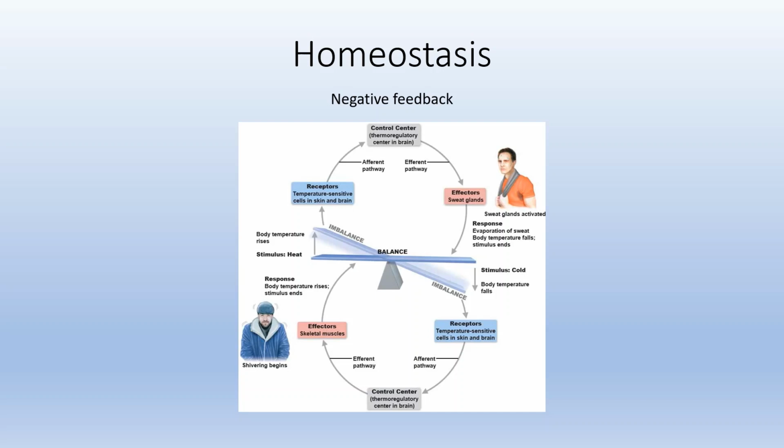The receptor, that first component of homeostatic control, is found in the skin. Those cells, those thermoreceptors, detect that decrease in body temperature and carry that information to our second component, which is the control center, usually the brain and/or spinal cord. The brain receives that message regarding a decrease in body temperature and sends a signal to skeletal muscle.